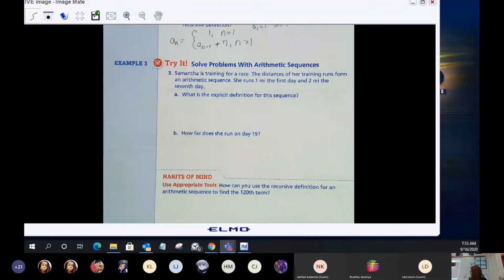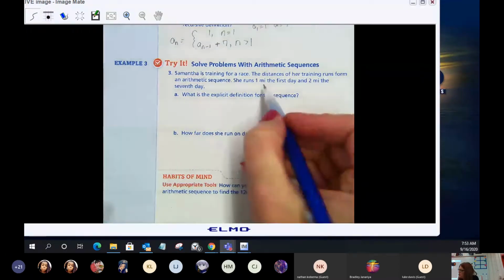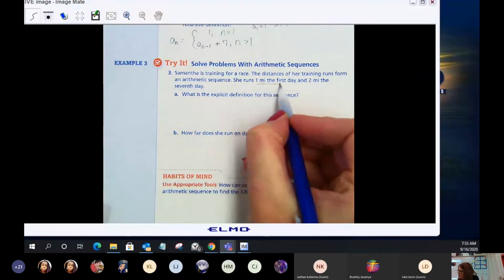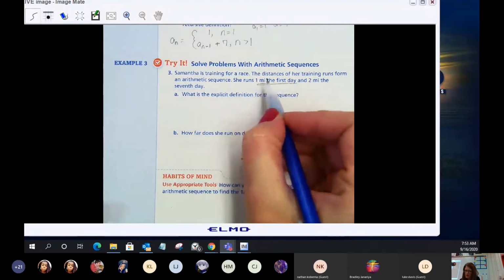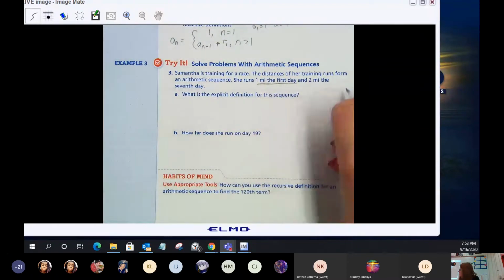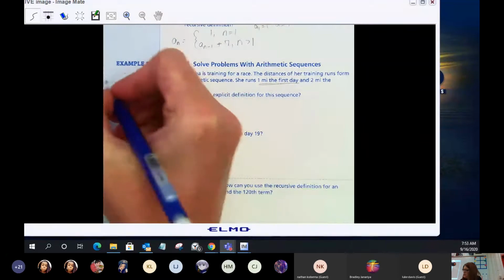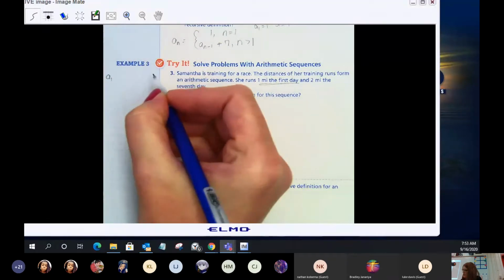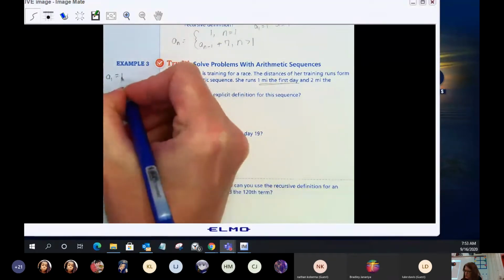Okay, so let's review example 3, try it. We've got Samantha's training for a race. The distance of her training runs form an arithmetic sequence. She runs 1 mile the first day. That right there tells me that a sub 1 equals 1.